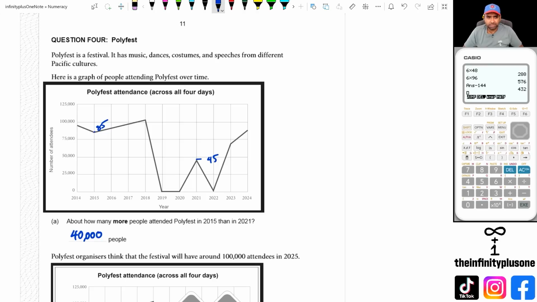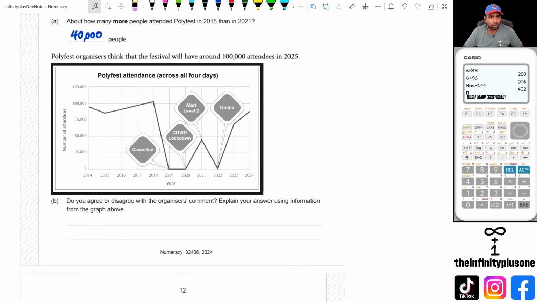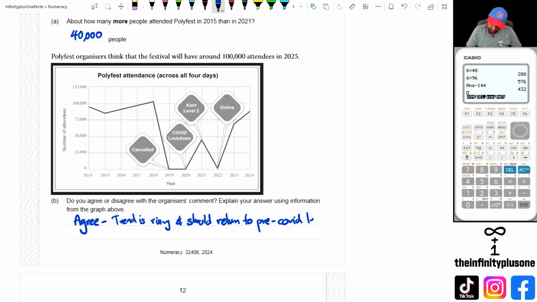Yeah, that's question 4A. Question 4B, do you agree with organizers' comment? The comment was they'll have around 100,000 attendees in 2025. Well, it's one of those questions again where you can agree or disagree. So if I was to agree, you can say the trend is rising. And you can also say it should return to pre-COVID levels. So that's one thing. You can disagree.